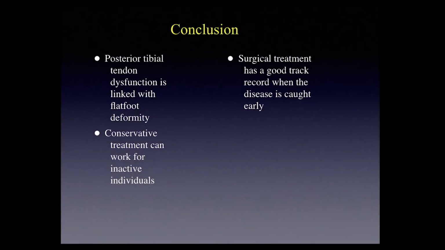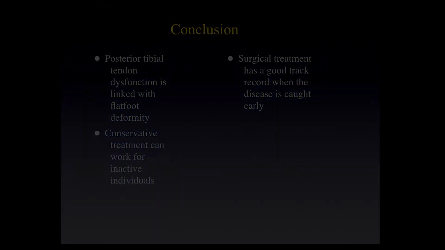In conclusion, we know that posterior tibial tendon dysfunction is linked with a Pes Planus flat foot deformity, and that conservative treatment can work for some inactive individuals. But we also know that surgical treatment has a good track record for many stages of the disease. Here in the clinic, we feel that it's very important that your questions be answered by the physician team that you choose to see.